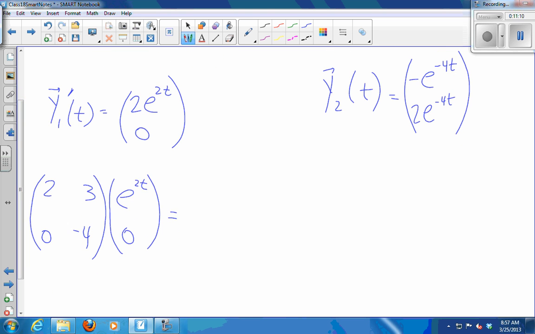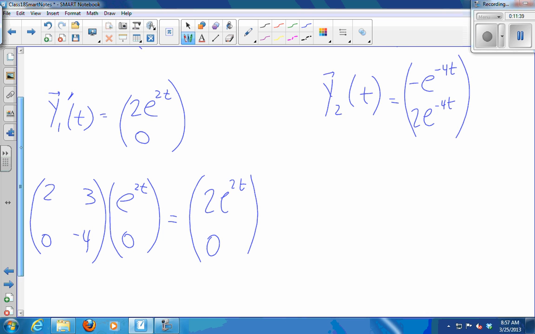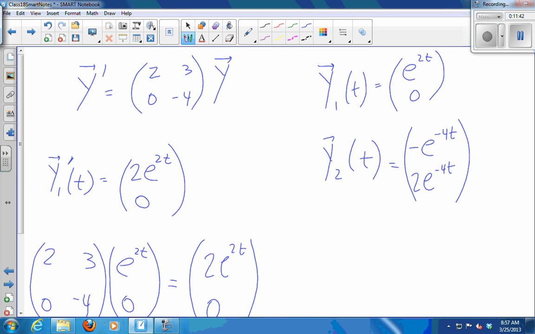Okay, so I do my 2, 3, pick up the whole row, turn it on its side, put it on top of the vector, and I get 2e to the 2t plus 3 times 0, which is 0. And then I do the 0, negative 4, pick it up, and I end up with 0 times e to the 2t, which is 0, plus negative 4 times 0, which is 0. So you can see when I plugged into the left side, I get the same vector as when I plugged into the right side.